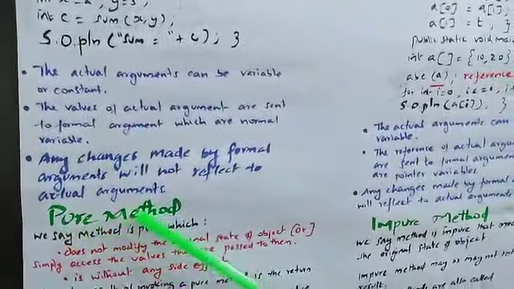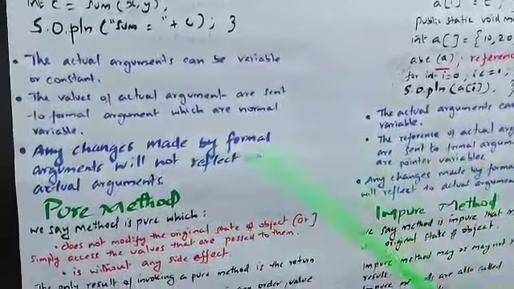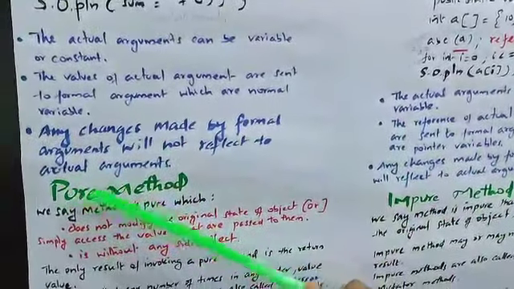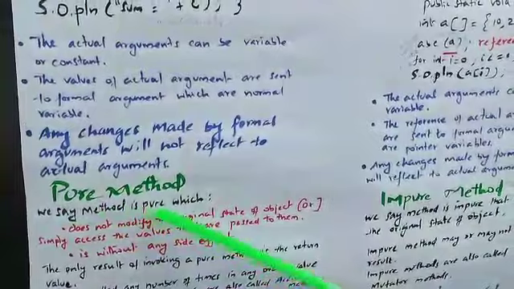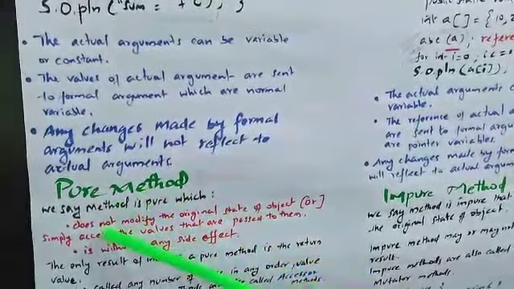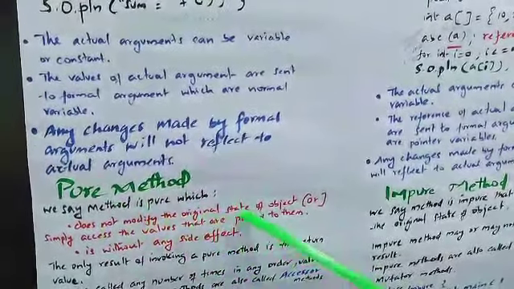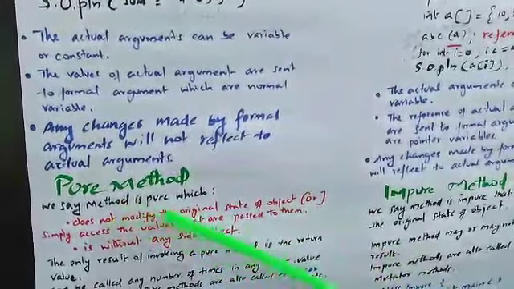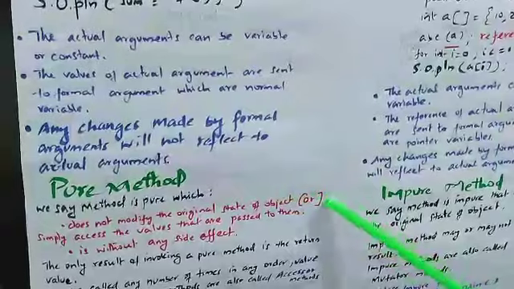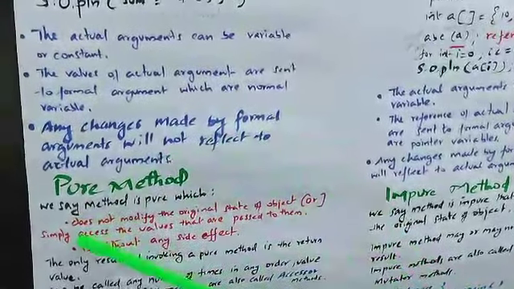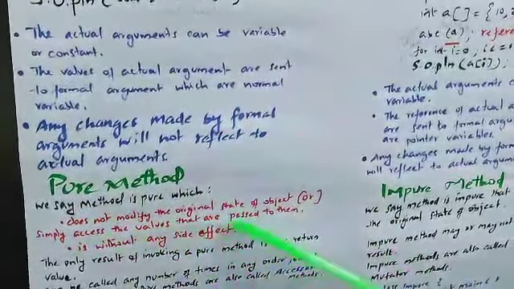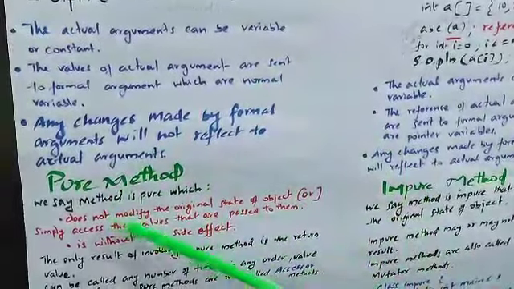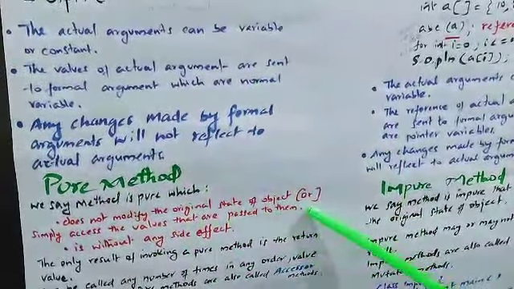Now we come to the next topic, pure method and impure method. Now we see the pure method. We say a method is pure if it does not modify the original state of an object, or simply assesses the values that are passed to it. We have to simply assess the values that are passed to them.